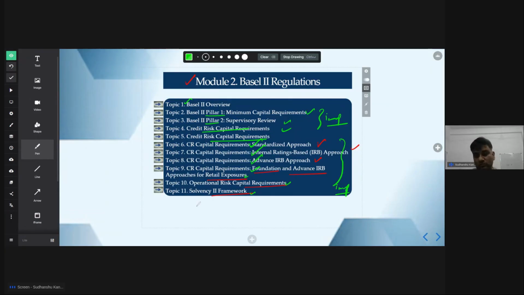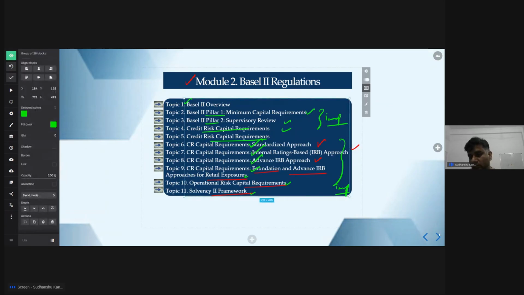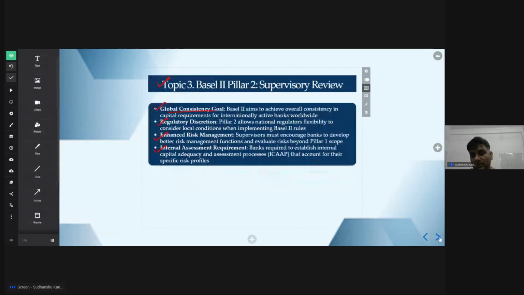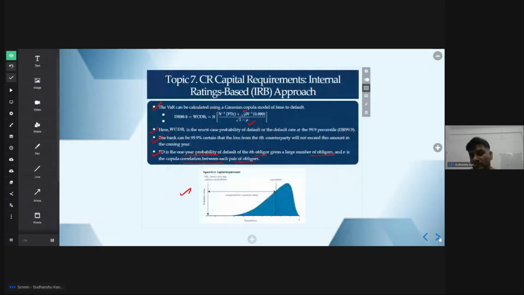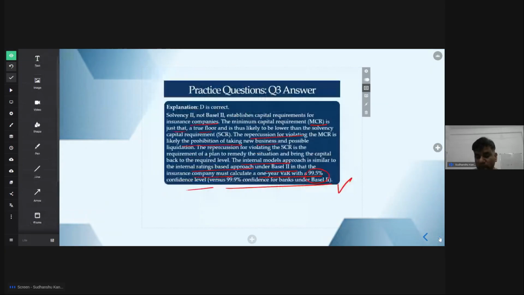And you need to know the small specific things, right? If you don't understand the small specific things, you will be in trouble here, because the questions asked here are very specific in nature, and you need to know the value. Like for Solvency, the 1 year VaR is calculated with 99.5%, not your 99.9%, right? So small things matter a lot here.